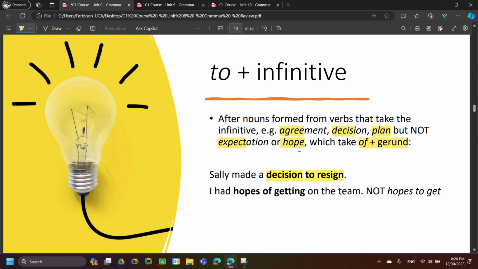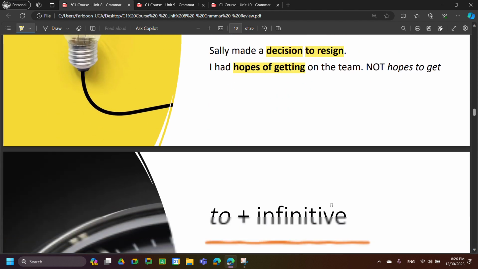But hope, as mentioned before, hope and expectation are exceptions here, and they do not really get the other structure like to plus infinitive. They have to be followed by of plus a gerund. I had hopes of getting on the team, not I had hopes to get on the team. This is a much better and much more common way of saying that sentence.